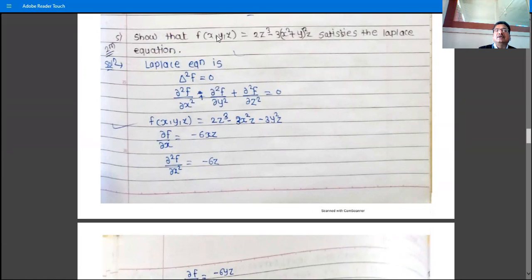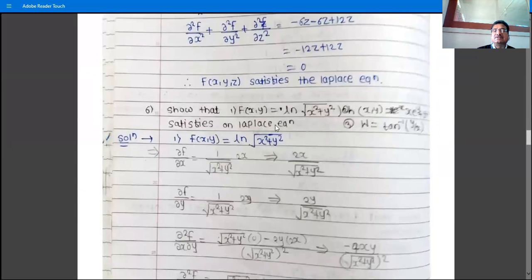If the function is of two variables, then the Laplace equation is ∂²f/∂x² plus ∂²f/∂y² equals 0. So the next example is to show that this function, ln or log of root (x² + y²), and this other function h(x,y) equals x e raised to y plus y, satisfy the Laplace equation.